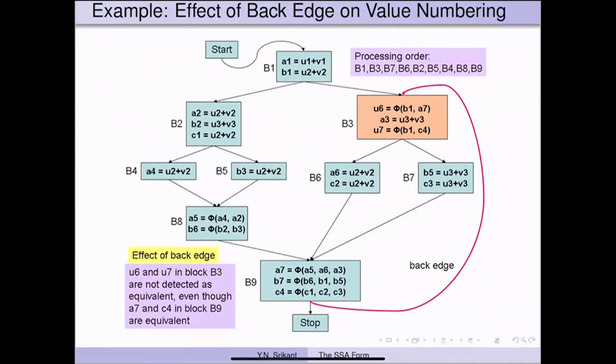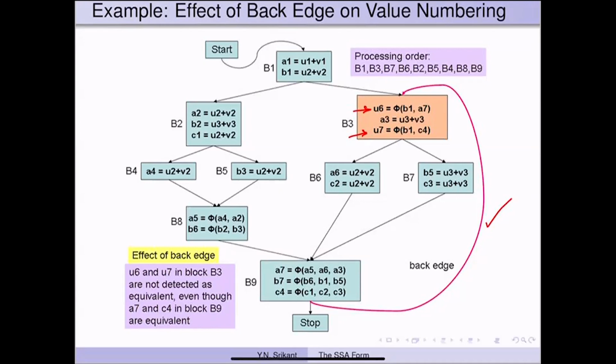So I also have to mention what happens if there is a loop. Just assume that there is a back edge which is going to produce a loop. The problem is, here is U6 and here is U7, right? And U6 is phi of B1 comma A7 and U7 is phi of B1 comma C4. Let's assume that it has.